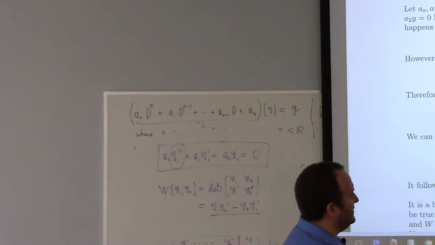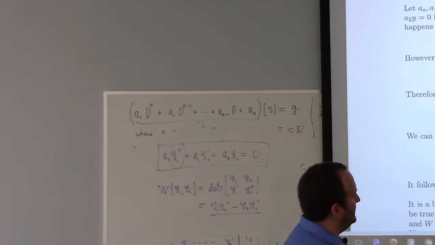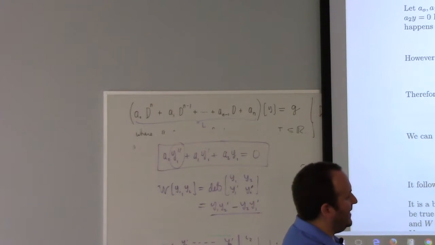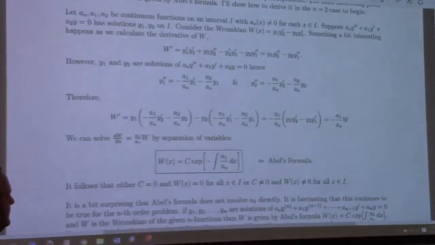Some stuff cancels, right? Check it out. Like this y1, y2, y2, y1, minus, minus, plus, just minus, minus. So that term and that term cancel. And you're just left with a minus a1 over a naught, y1, y2 prime, minus y2, y1 prime. But that, my friends, is the Wronskian. So we have minus a1 over a naught times the Wronskian again is equal to the derivative of the Wronskian. Sweet. This is a first order.